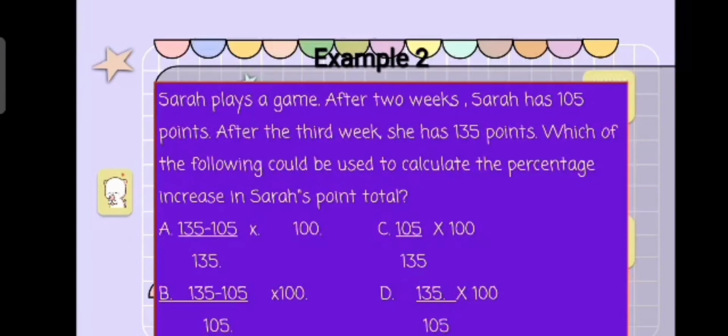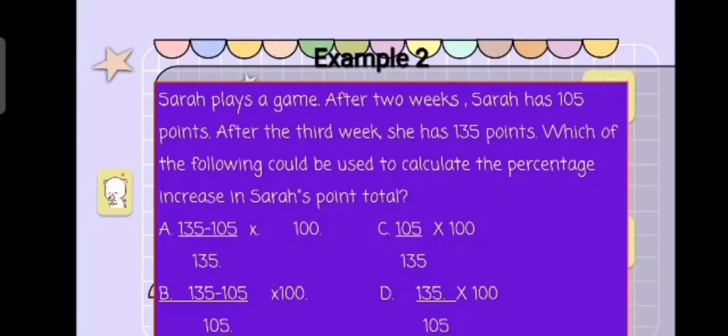A equals 135 minus 105 over 135 times 100. B, 135 minus 105 over 105 times 100. C, 105 over 135 times 100. And letter D, we have 135 over 105 times 100.